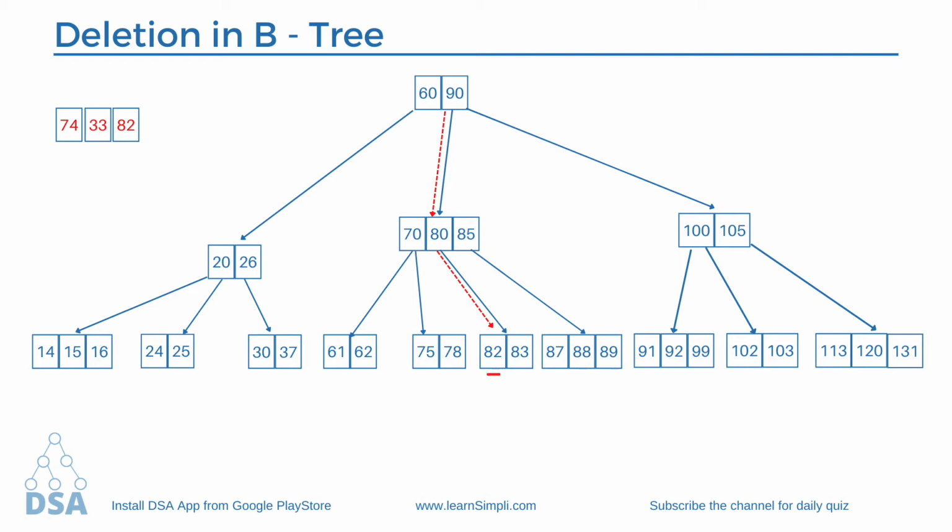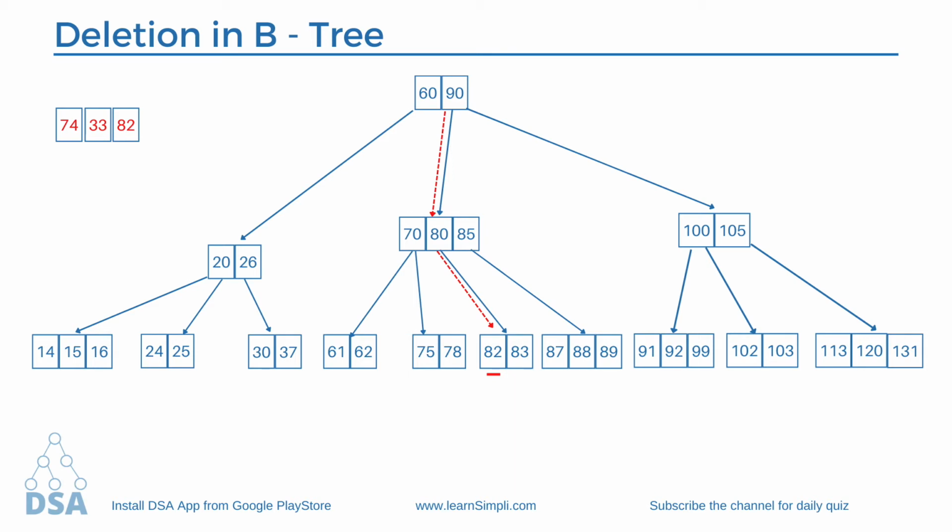And here we found 82, but we cannot delete it simply because it is having exactly the minimum number of keys. And if we delete a key from this node, it will violate the property of B tree. So we will check for the immediate right or left node to borrow the key. And here we can see that the immediate left node is also having exactly the minimum number of keys. So we cannot borrow from the left node. So it will request the immediate right node.